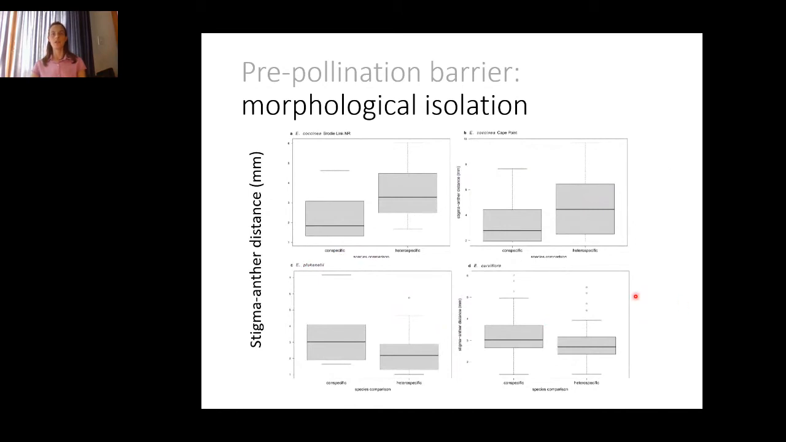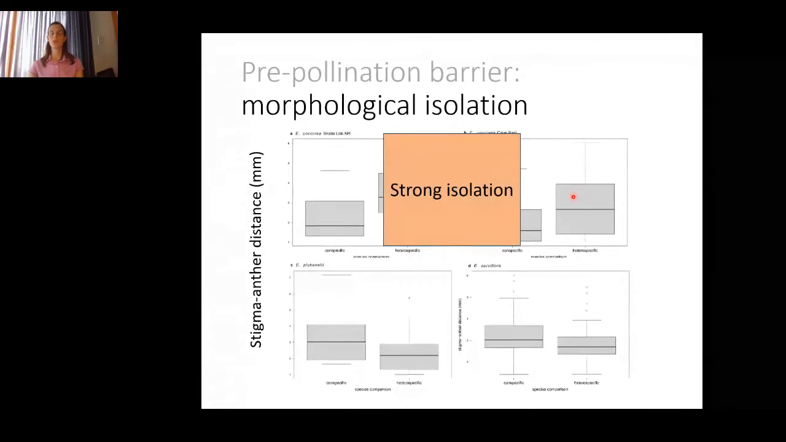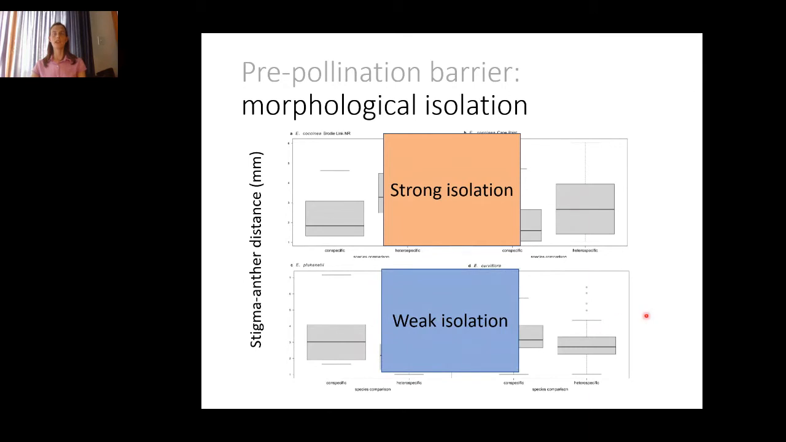And here are the results for the 4 study populations with stigma-anther distances on the y-axis here. And what you can see over here is the conspecific distances on the left, and the heterospecific distances on the right, which are much larger, which means there is strong isolation between these species pairs. So that was true for these 2 populations. They experience strong morphological isolation. However, in these populations, those distances are quite small and non-significant, and therefore these 2 populations actually experienced weak morphological isolation because of the high risk of pollen being mixed by pollinators.